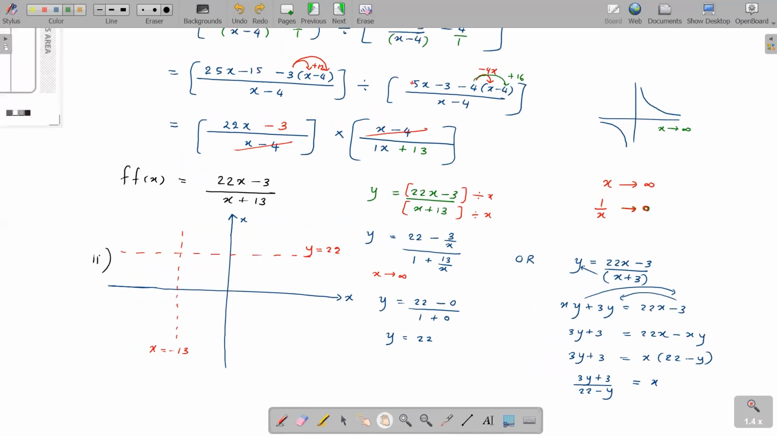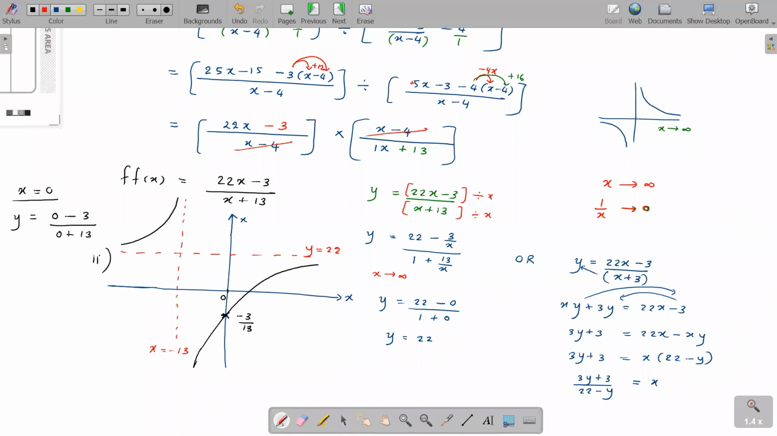Take x value, substitute. So we'll input x as 0. What do you get when you input x as 0? So when x is 0, what's the y value we get here? Y equals 22 times 0 is 0 minus 3 over 0 plus 13. What do we get here? Minus 3 over 13. So that means when x is 0, y is minus 3 over 13. So that gives me an idea of where the graph moves, right? So it's moving like this. Can you see? Which means the other part of the graph goes like this.